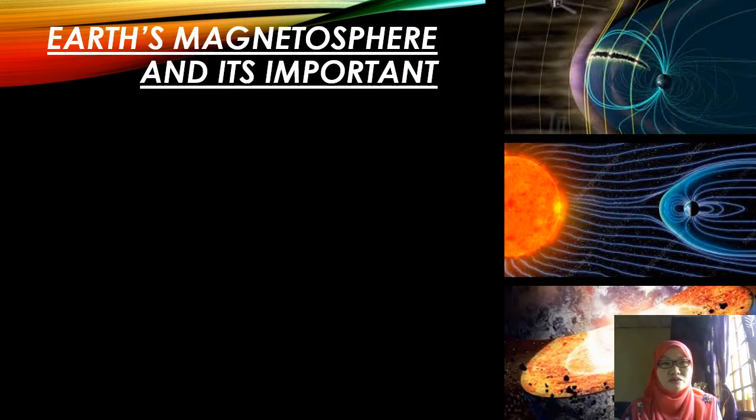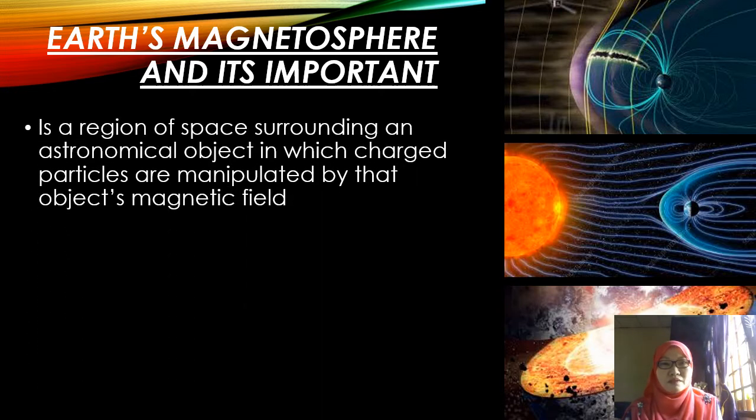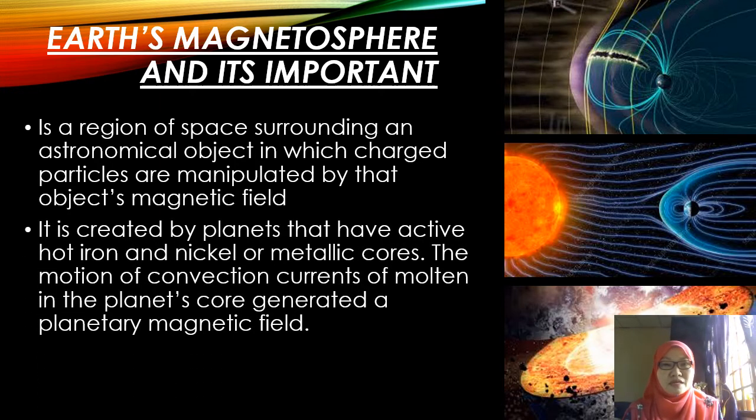Now we go to Earth's magnetosphere and its importance. Earth's magnetosphere is a region of space surrounding an astronomical object in which charged particles are manipulated by that object's magnetic field. It is created by planets that have active hot iron and nickel or metallic cores. The motion of convection currents of molten metal in the planet's core generates a planetary magnetic field.